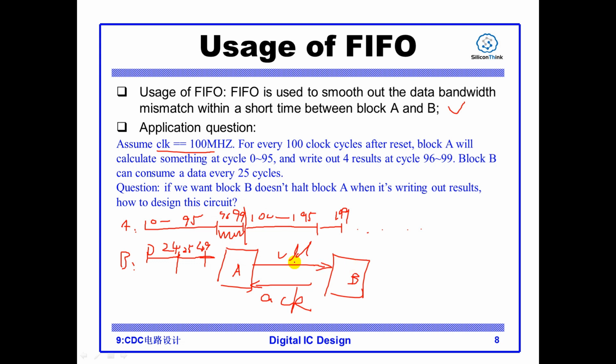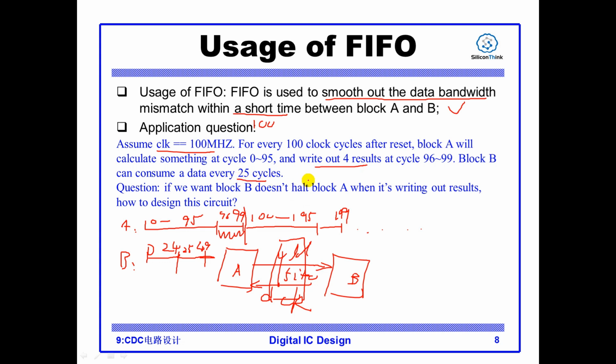So one solution is we can use a FIFO between them. The FIFO is used to smooth out the data bandwidth mismatch within a short time. Here, the short time is 100 cycles. For 100 cycles, block A will produce 4 data and block B will consume 4 data.